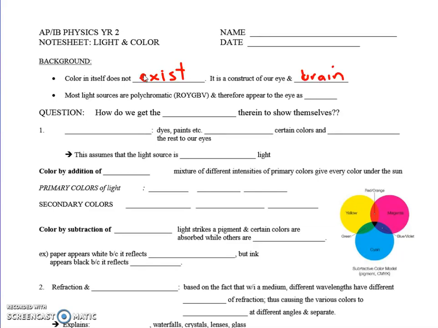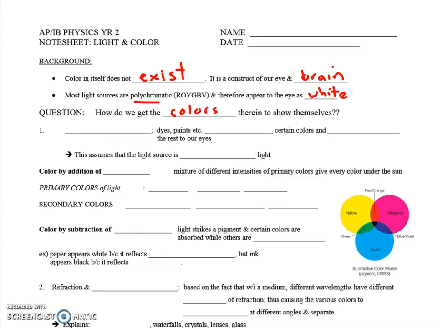Okay. Most light sources are polychromatic. In other words, they contain all the colors, red through violet. Some contain more blue than others, let's say like fluorescent lights. Some are more yellowish, like incandescent bulbs. All right, but when you have all or most of the colors, they appear to our eye as white. And then I don't have a space for this, but the absence of any light would then be black. Okay, so how do we get the colors therein to show themselves?